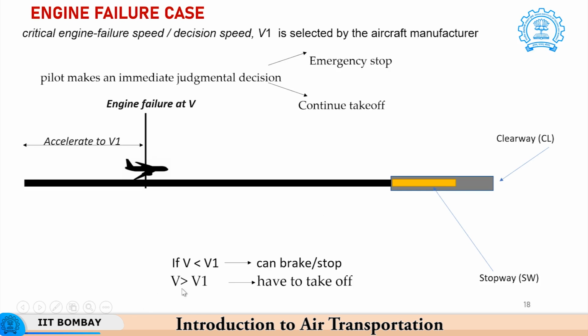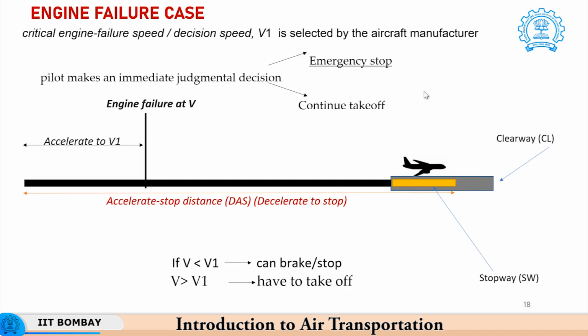If it occurs at a speed higher than this speed V1, you have to continue your takeoff. It will be dangerous to stop. Okay. So, let us look at emergency stop. The pilot observes that the speed at which my aircraft has experienced one engine failure is much lower than V1. Therefore, they will decelerate and come to a stop, and for that you can exceed the runway and go on the stopway.